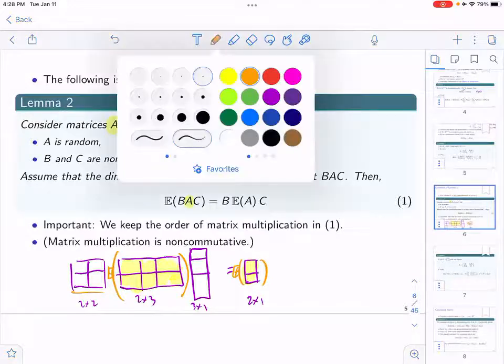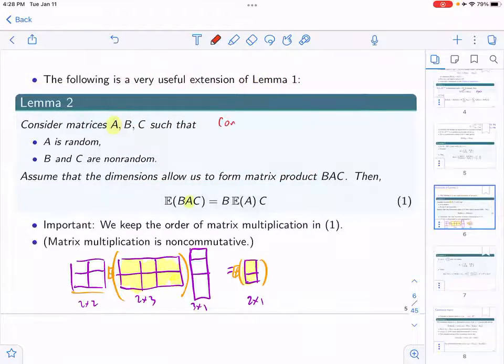So you understand this is a consequence of the linearity of expectation. Okay, so questions, comments?